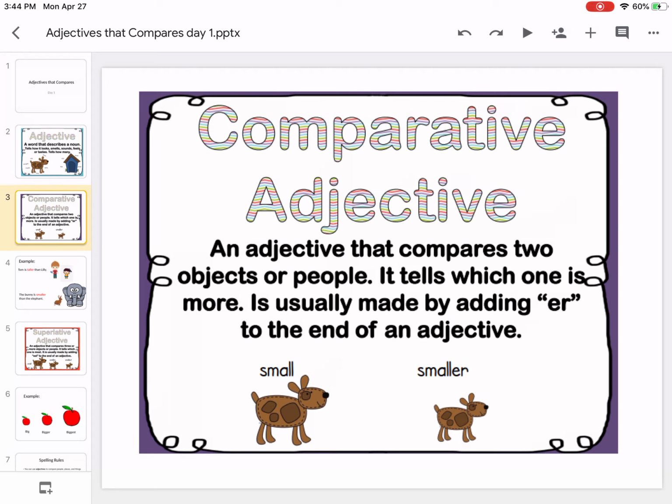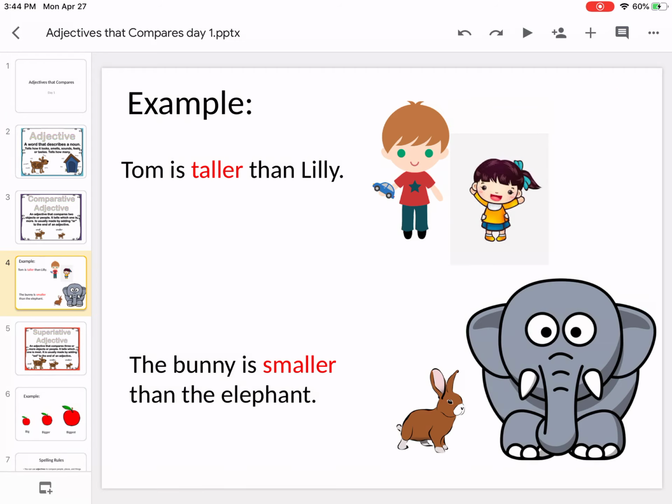Remember, a comparative adjective only compares two objects or people, or two nouns. And usually you see an er at the end of the word. So let's take a look at more examples. Tom is taller than Lily. In this sentence, the word taller is the adjective because it is comparing Tom and Lily. And Tom is taller than Lily.